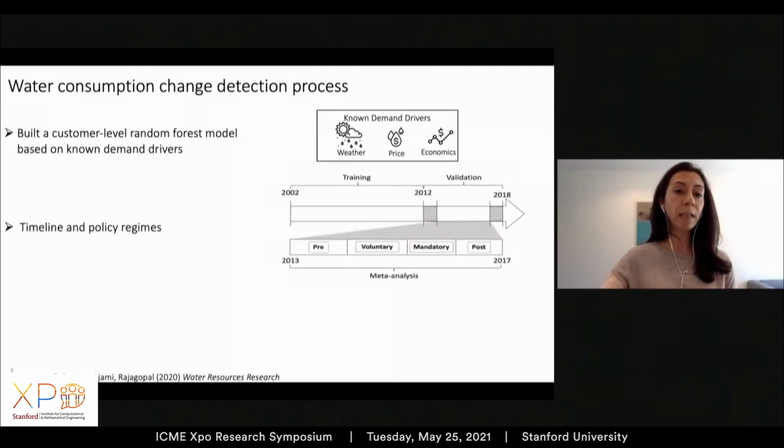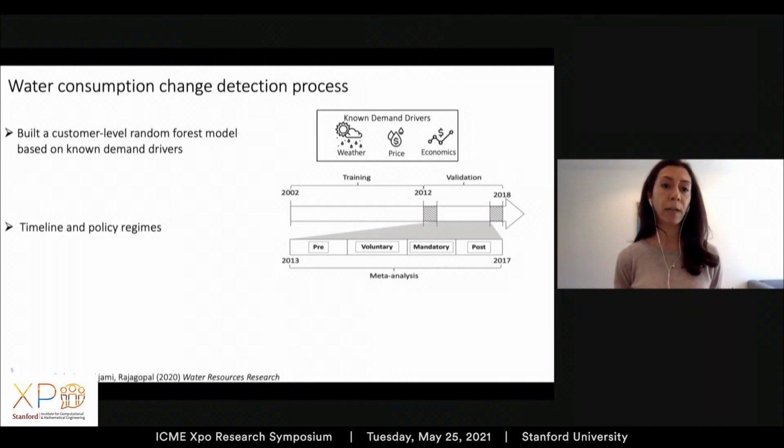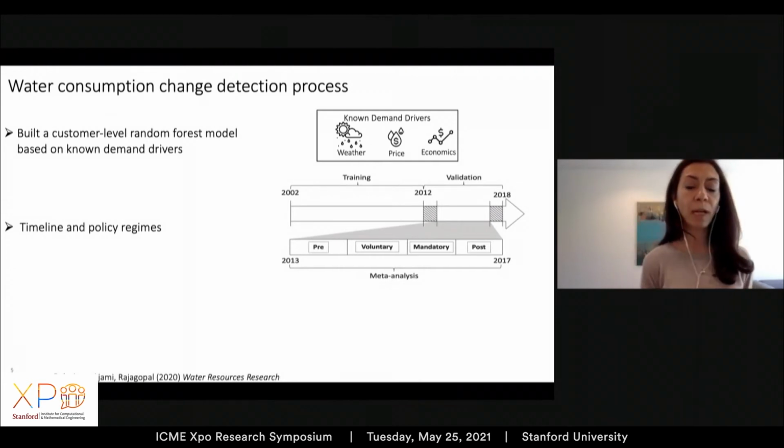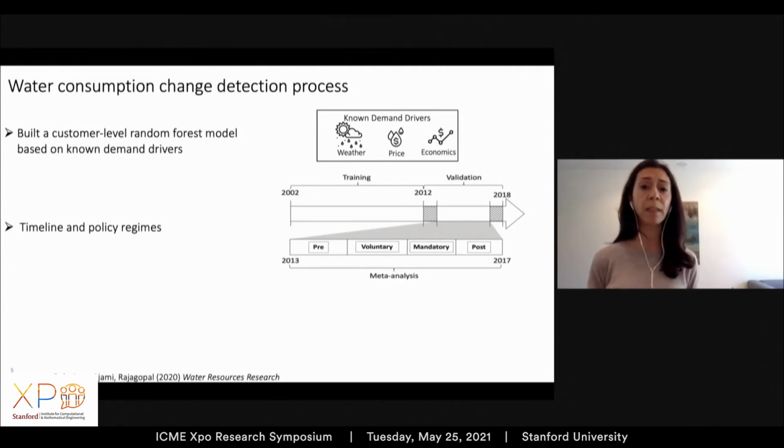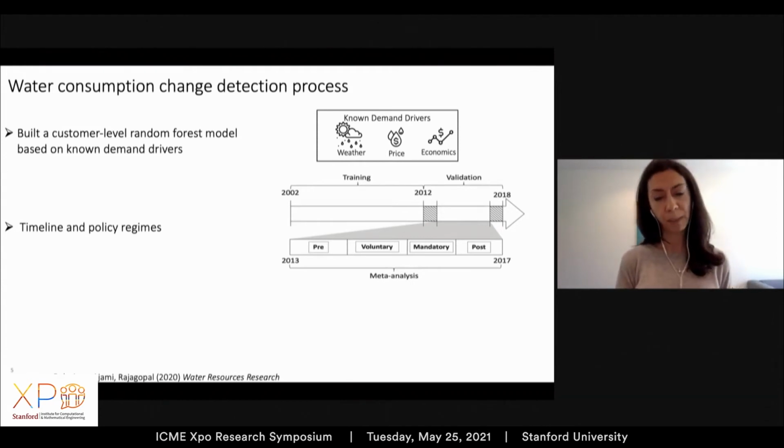The study period and the policy regimes that we observed during this period was interesting. We used the 2002 to 2012 data to train our random forest models. And then between 2013 and 2017, this was divided into 4 distinct policy regimes. 2013 to 2014, it was a pre-drought period. We were in a drought, pre-policy period. We were in a drought, no policy action.